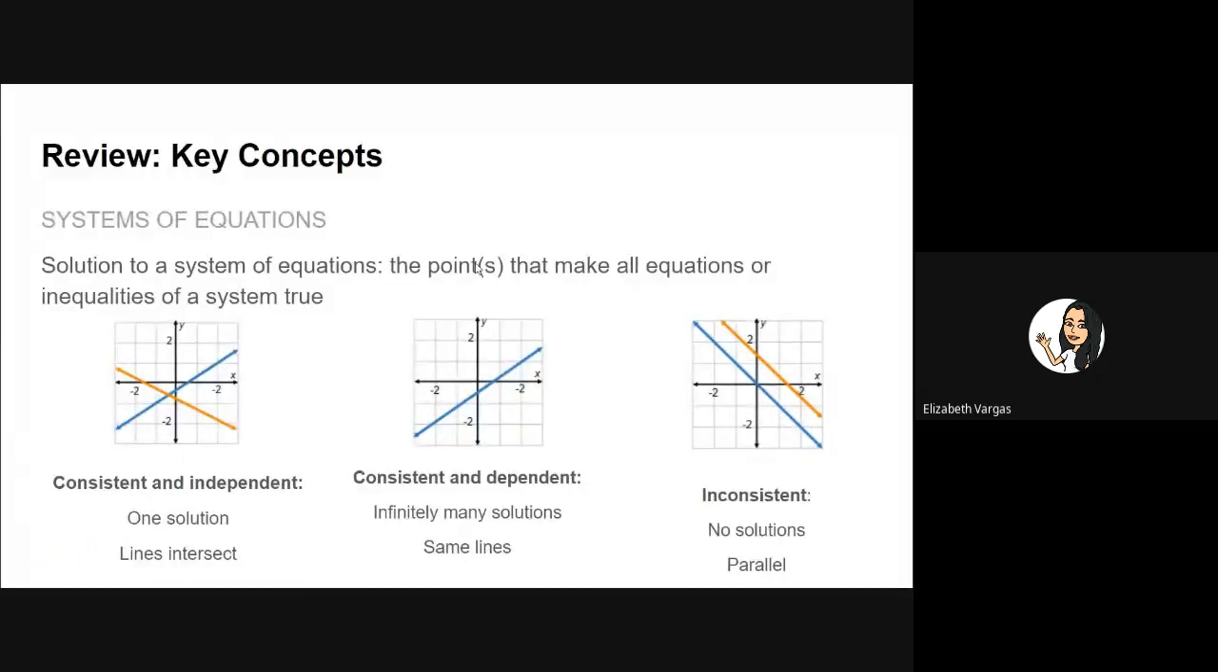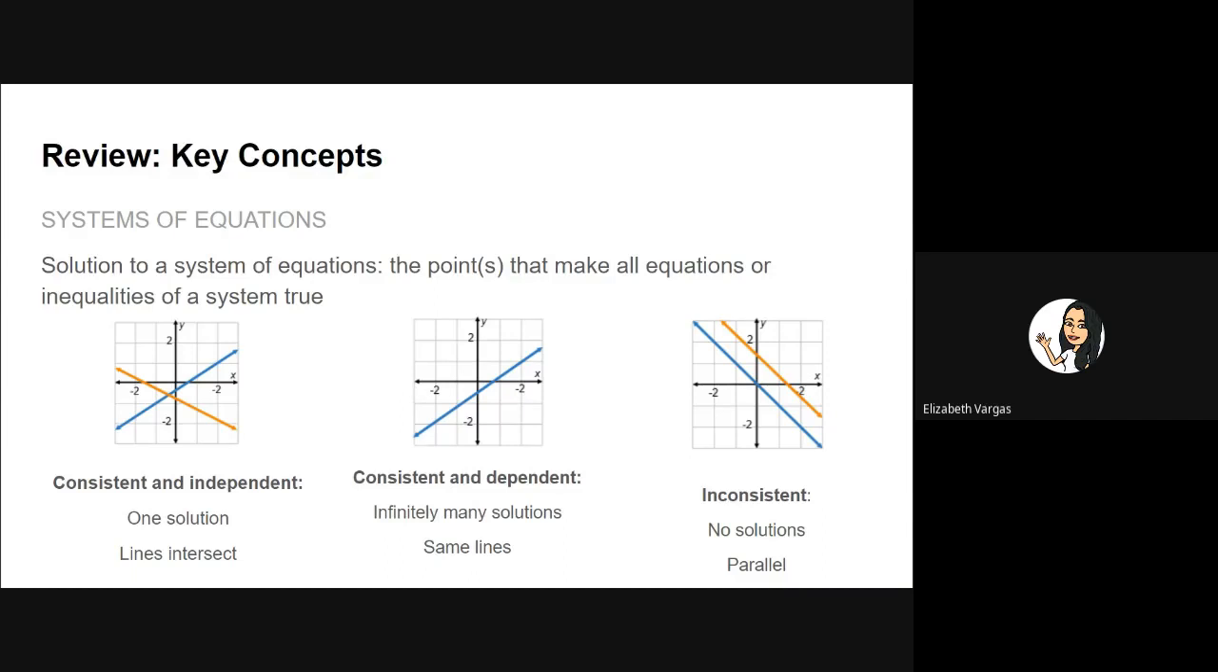Okay. So what we've gone over today, we went over systems of equations. We looked at whenever we have a system of linear equations that use the equal sign, what those solutions look like. And so we have different types of systems of equations. Solutions to a system of equations are the points that make all of the equations or inequalities of a system true. So what points will make these two linear inequalities true at the same time?